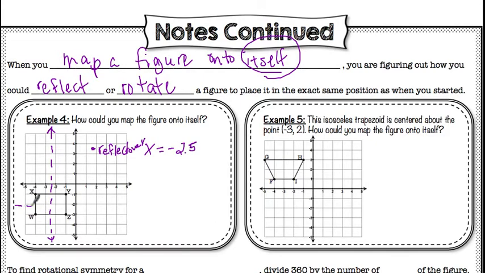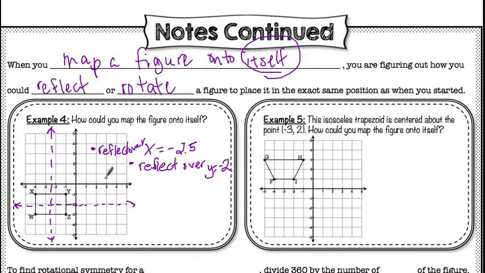Why don't we look for one more line of symmetry, because there's only one more, and I know that you can identify this. Halfway through the rectangle, we're just finding ways we can cut the rectangle in half. Here's another way I can answer the question. I could map the figure onto itself by reflecting over y equals negative 2. All right, and then there are answers having to do with rotations.